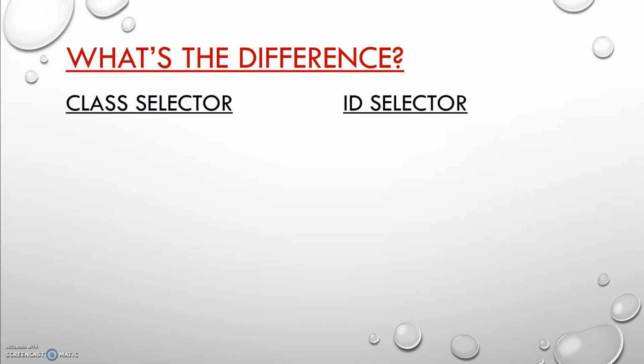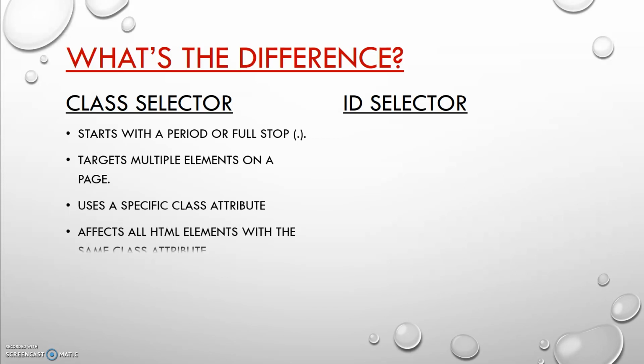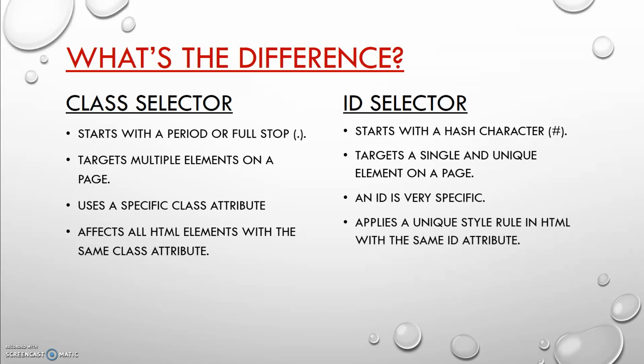So what's the difference? Well, class selectors start with a period or a full stop. Class selectors target multiple elements on a page, and use a specific class attribute. Class selectors affect all HTML elements with the same class attribute. ID selectors start with a hashtag character. It targets a single and unique element on a page. An ID is also very specific and applies a unique style rule in HTML with the same ID attribute.